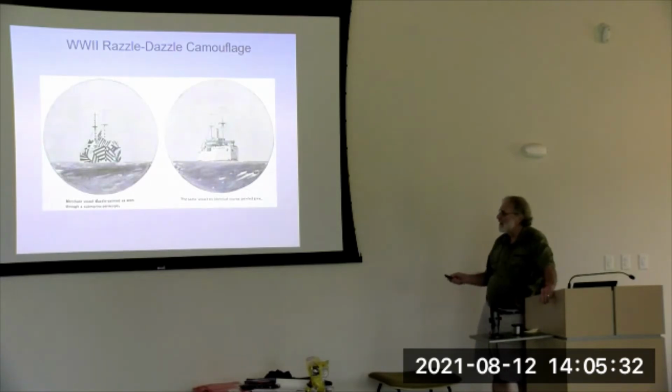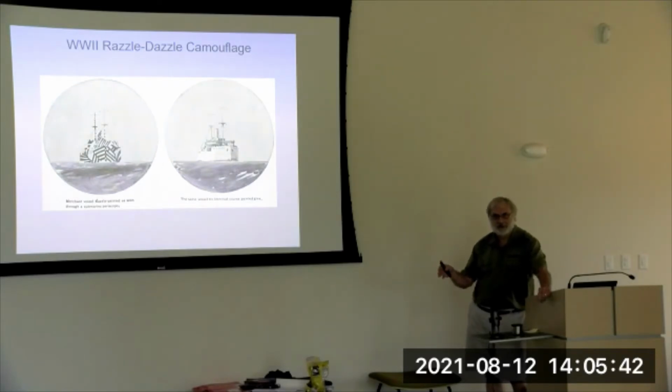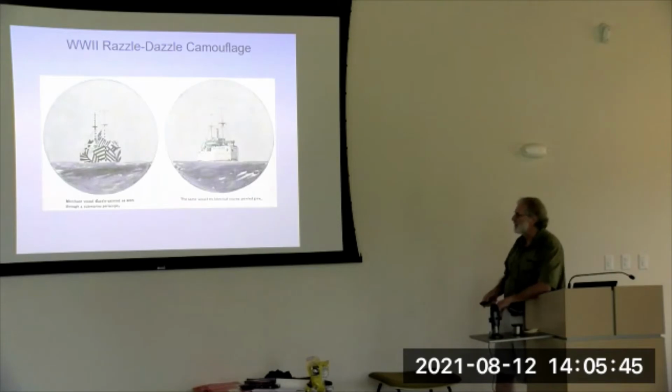But it actually, even though in a sense it makes the ship more obvious, it confuses your brain and you can't figure out things like how fast it's going and what direction it's going. So then the torpedo ends up missing the ship. And it was very effective. Ships painted like this were sunk at a lower rate than the ones that were not painted.